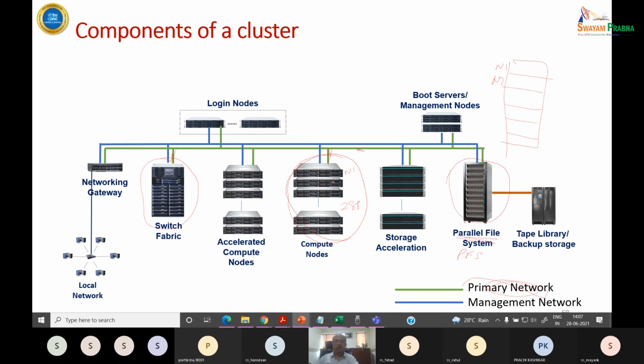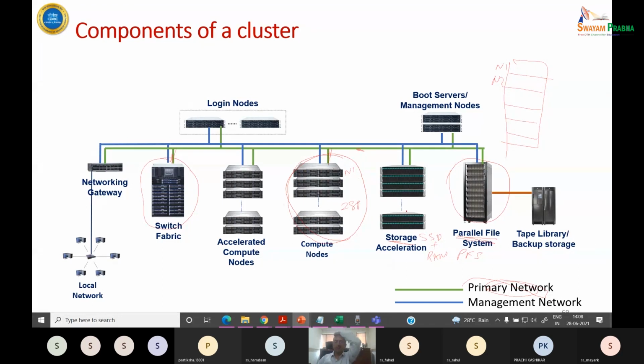All right, so this is how the parallel file system is required. This is typically hard disk based, but in between that you insert what is called storage acceleration. This is a combination of SSDs plus a large amount of RAM. So frequently used data and code resides here, a small part of it.